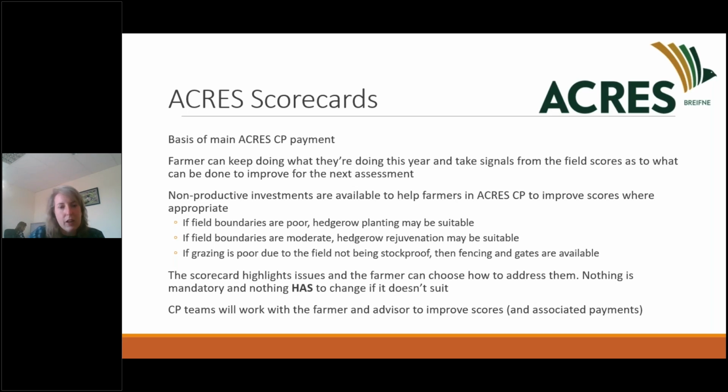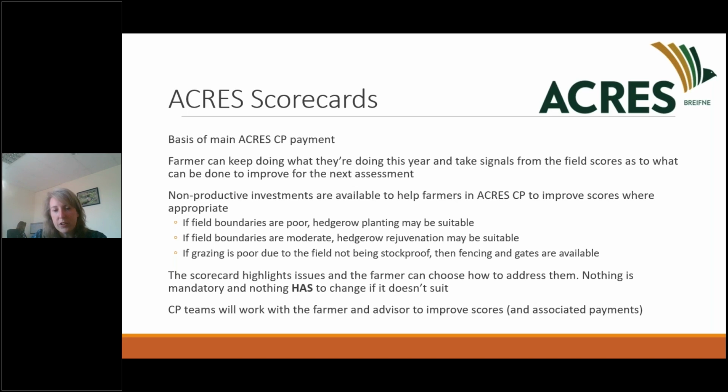That's a key thing. Non-productive investments are available to help farmers in ACRES CP in particular to improve scores where appropriate. So if field boundaries are poor, hedgerow planting may be suitable and you can apply for it as an NPI. If field boundaries are moderate, then hedgerow rejuvenation is an NPI that might be suitable in order to improve the score by the next assessment. If grazing is poor, because maybe the field is undergrazed and the farmer can't graze it more because it's not stock proof, then fencing and gates are available as NPIs through ACRES CP as well. So there are lots of options there, and when the final list of NPIs and landscape actions is available, we'll talk you through all of those in detail.